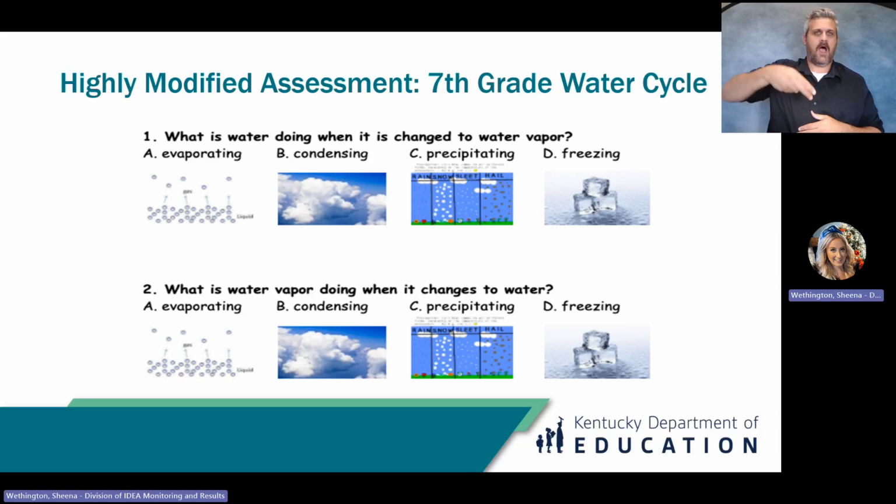This is a highly modified classroom assessment for the same 7th grade water cycle lesson on the previous slide. You will notice that the questions are reduced in complexity and the answer choices are represented with pictures for students who need additional support for receptive understanding. This classroom assessment has been further modified to include fewer questions as well. It's important for parents and guardians to understand that this would be considered an intensive modification for a student that may not be available to them on the regular state assessment.